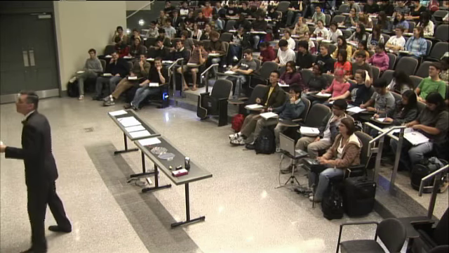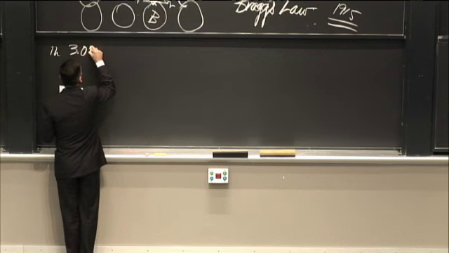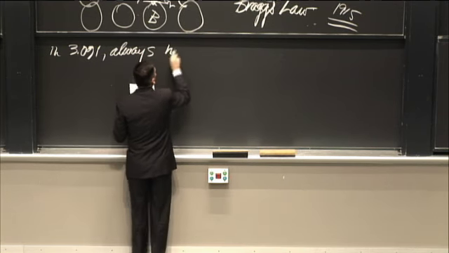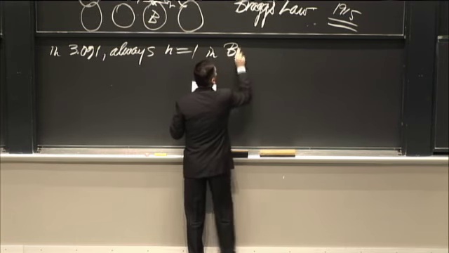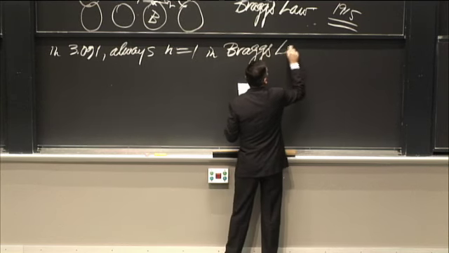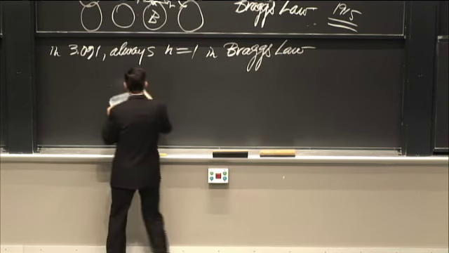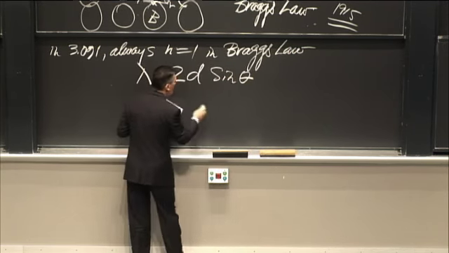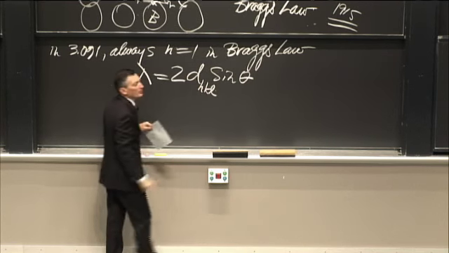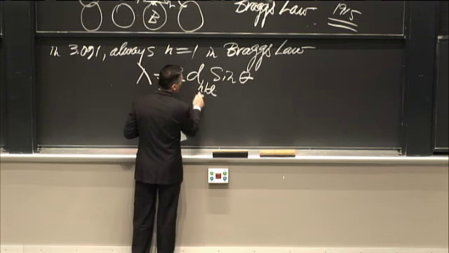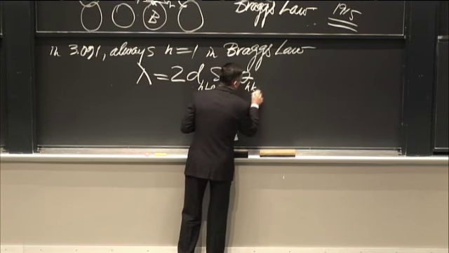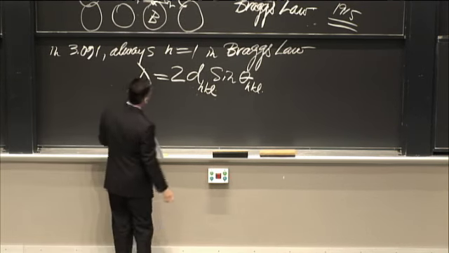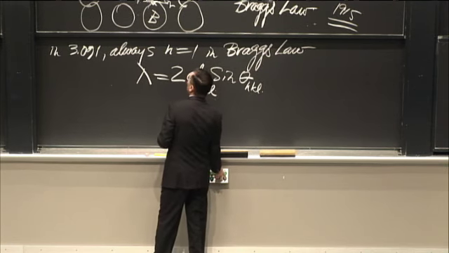So, now in 3091, I'm going to keep it simple. Always choose first order reflection. Always n equals 1 in Bragg's law. So therefore, we will write Bragg's law as lambda equals 2d sine theta. And to make the point, the d is specific to a particular set of planes. So it's the d spacing of the HKL planes, and it's the theta associated with the correct reflection of the HKL planes.